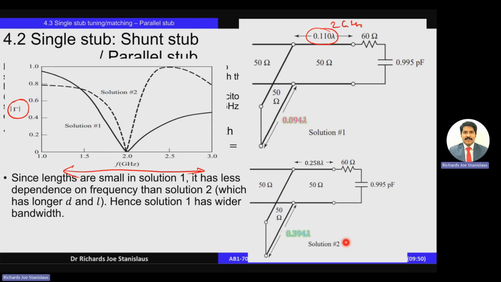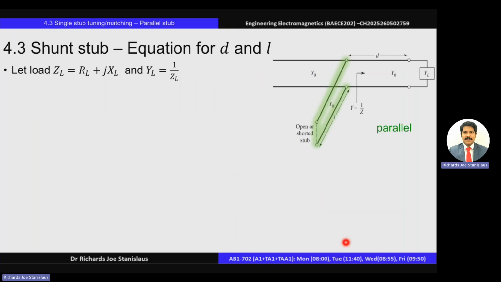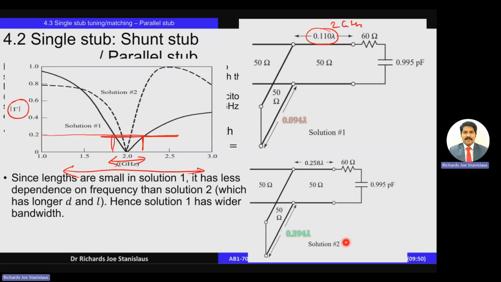Solution 1 has a much wider bandwidth when compared to solution 2, because in some cases we limit the operational reflection coefficient to 0.2. So in solution 1, we can operate over a larger range of frequencies with a permissible reflection coefficient, whereas in solution 2, very few frequencies are permitted within a magnitude of gamma smaller than 0.2. That's basically the inference from this plot.